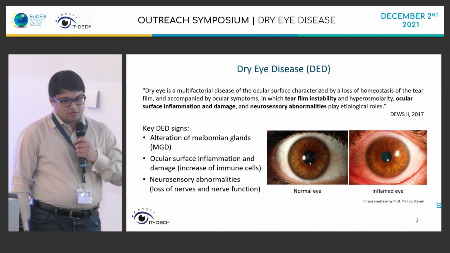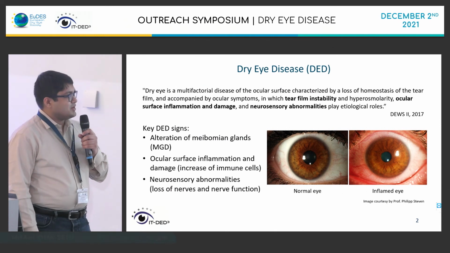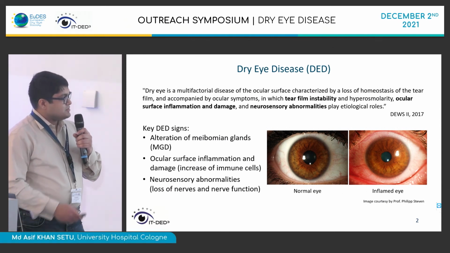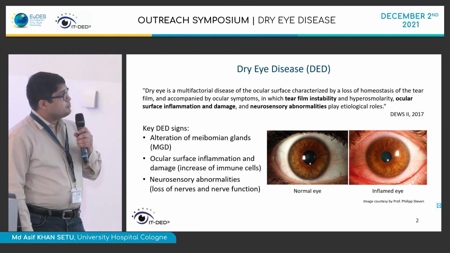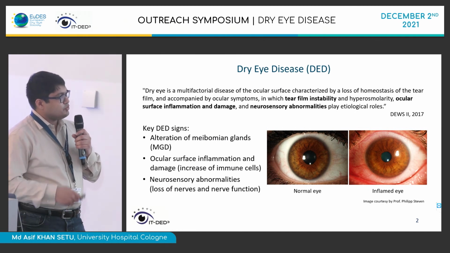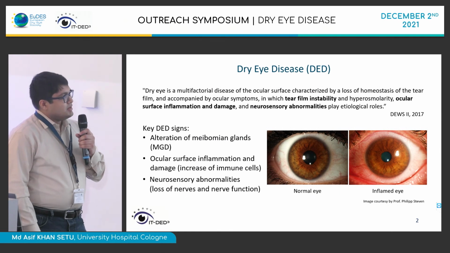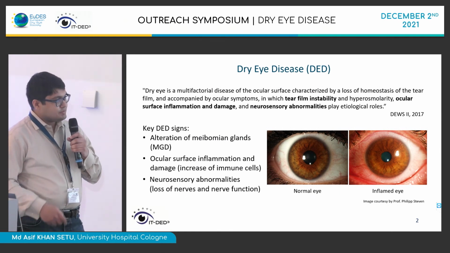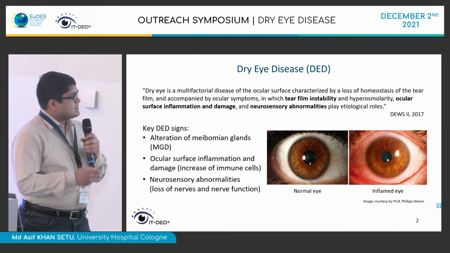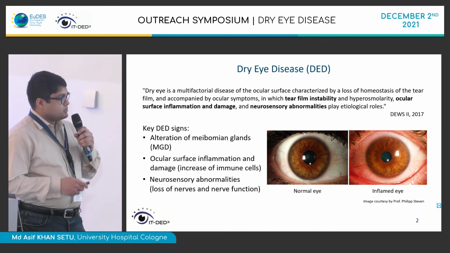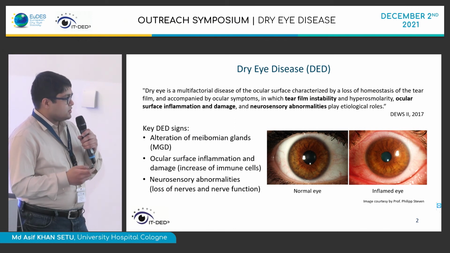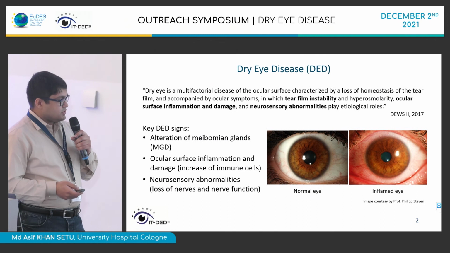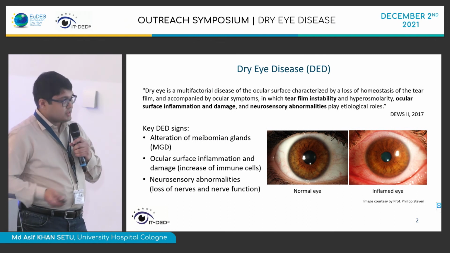I think today all of you heard a lot about what dry eye disease is, so I'm not going to tell what dry eye disease is. Very briefly, it is a multifactorial disease where tear film instability, ocular surface inflammation, and neurosensory abnormalities play etiological roles. And some key signs are alteration of Meibomian glands, which comes from Meibomian gland dysfunction disease, ocular surface inflammation and damage, and neurosensory abnormalities.